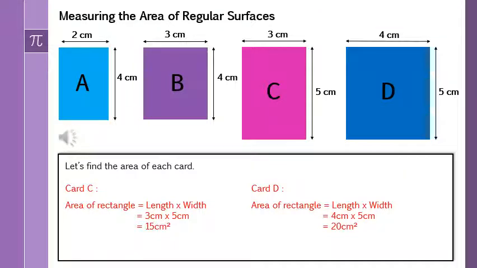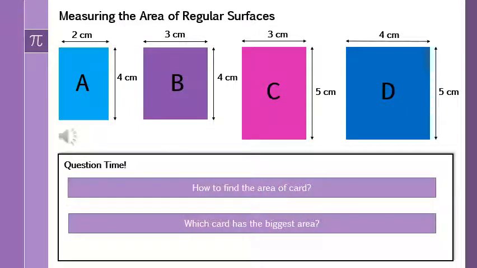Let us continue. Card C. Length is 3 centimeter and the width is 5 centimeter. The area is 15 square centimeter. Now, the last one, card D. The length is 4 centimeter and the width is 4 centimeter. Sorry, 5 centimeter. The area is 20 square centimeter. Now, we are done finding the area for all of the cards.